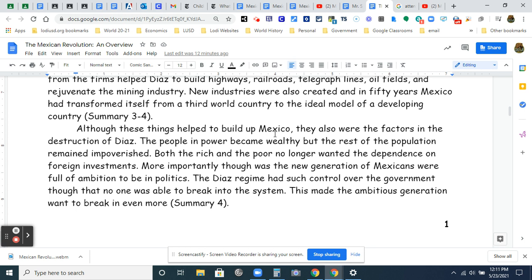Though these things helped to build up Mexico, they were also the factors in the destruction of Diaz. The people in power became wealthy, but the rest of the population remained impoverished. That means poor. Both the rich and the poor no longer wanted the dependence on foreign investments. More importantly, though, the new generation of Mexicans were full of ambition to be in politics. The Diaz regime had such control over the government, though, that no one was able to break into the system. This made the ambitious generation want to break in even more.